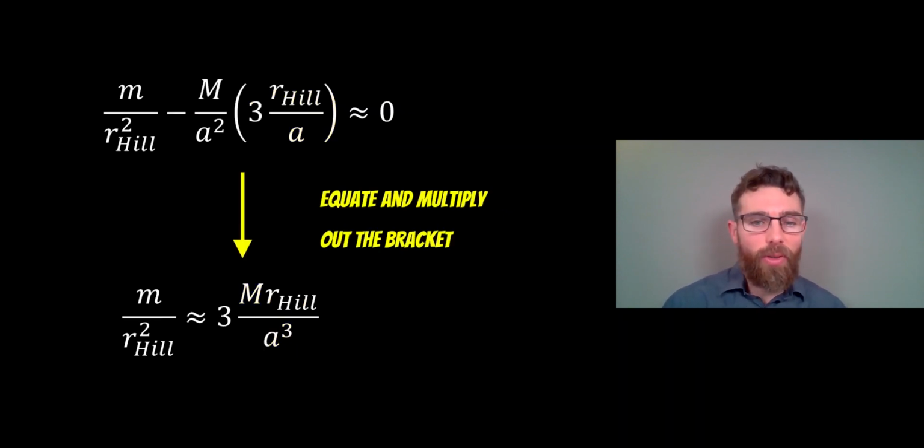So now what we can do is we can basically multiply out the brackets and then we can equate them together. So we now have 3m, the hill radius, over a cubed, and that equals the smaller mass over the hill radius squared, because we can equate those now because it's approximately equal to 0, which means they must cancel out.